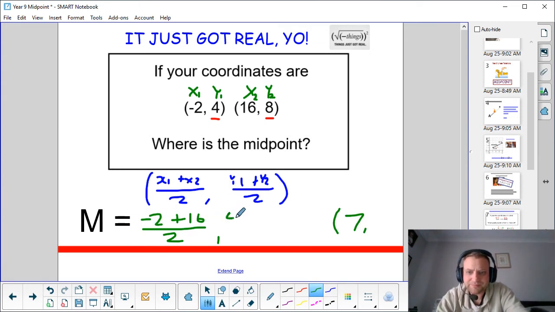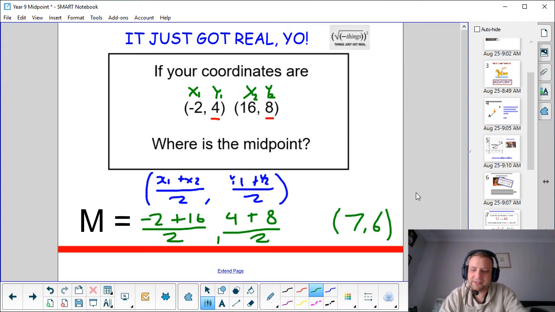For the y-coordinate, you'll be going 4 plus 8. Right, y1 is here, y2 is there. Divide by 2. 4 plus 8 is 12. 12 divided by 2 is 6. You can now solve midpoints, and you should be able to get those right.